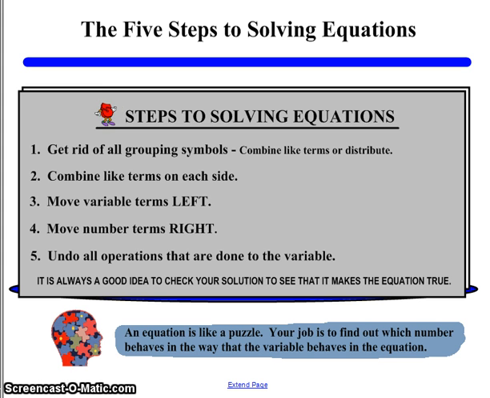And then finally, the last step is to undo all operations that are done to the variable. If a plus 5 is connected to the variable, you would undo that by subtracting 5. If a minus 10 is connected to the variable, you would undo that by adding 10. So that's what we mean by undo whatever is done to the variable. And basically an equation is like a puzzle. Your job is to find out which number behaves in the way that the variable behaves in the equation. So pause the video here and get the 5 steps copied down.